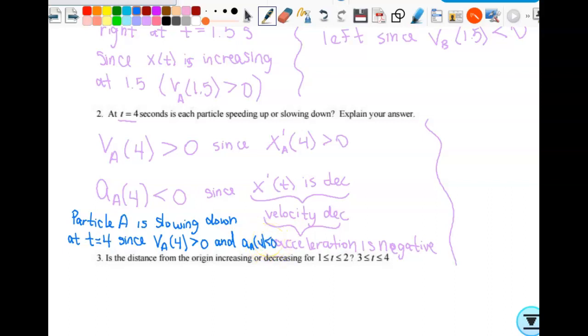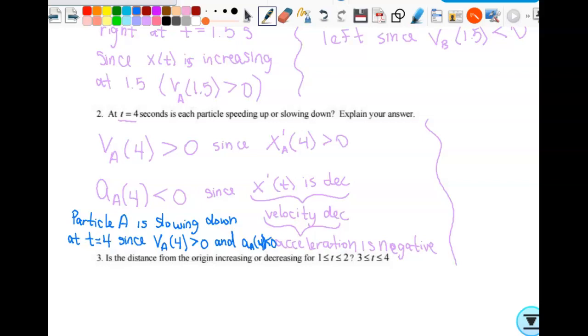All right, can y'all see that? So particle A is slowing down. Speed is decreasing at time equals 4, since the velocity of particle A at time 4 is positive, and the acceleration of particle A at time 4 is negative. I don't want to simply say because they have different signs. I want to be very specific about which one's positive, which one's negative.